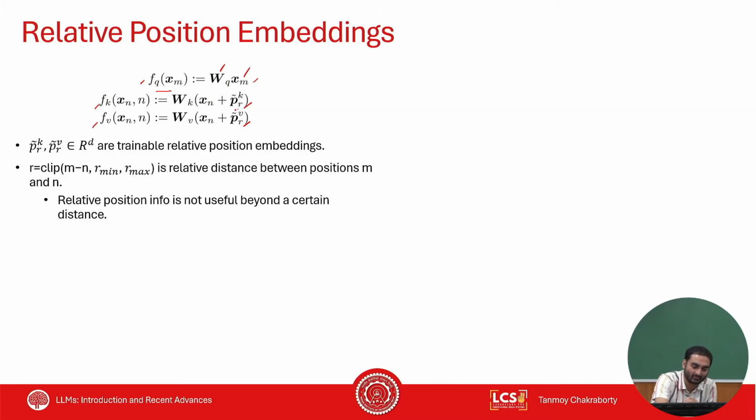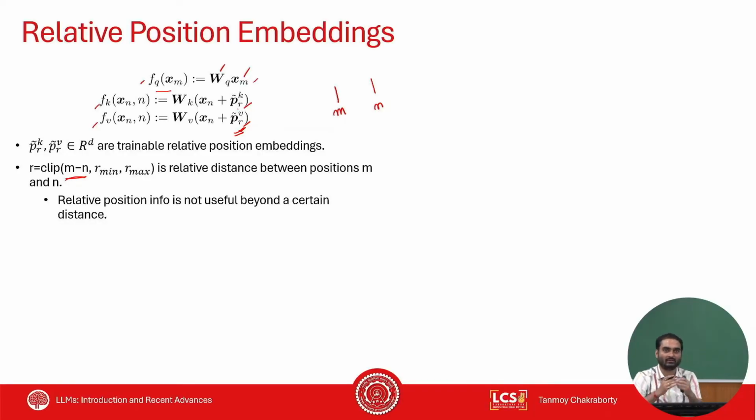But look at this position embedding very carefully. It is P_r, not P_m or P_n. By the way, the index m indicates the query, and the index n indicates the key and value. Remember, the key and value vectors are generated from the same token. So you have a query, keys, and values. So this is r. What is this r? The r is essentially the relative distance between m and n. Okay, r is m minus n.